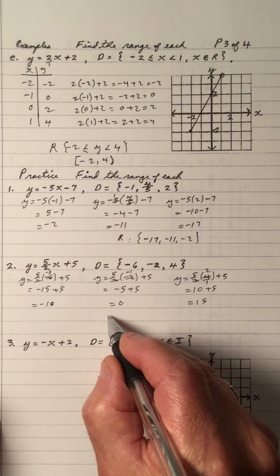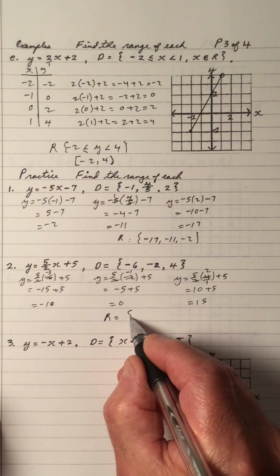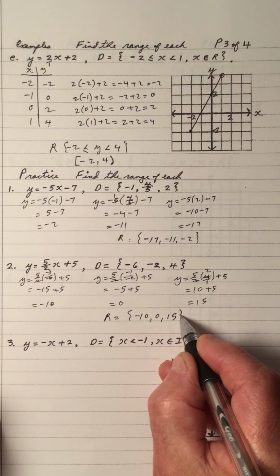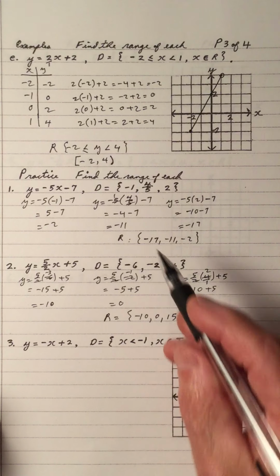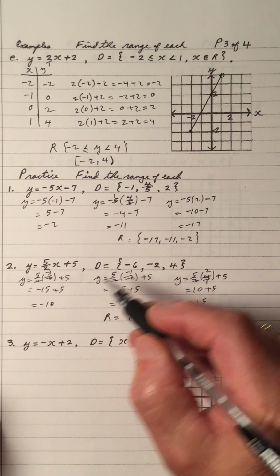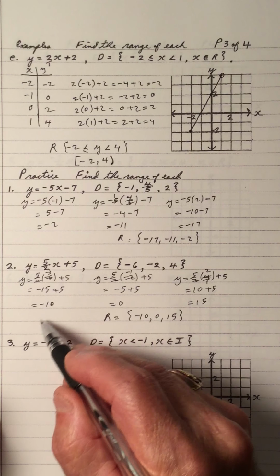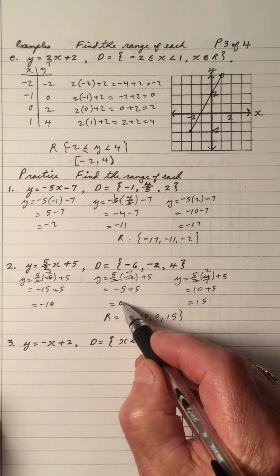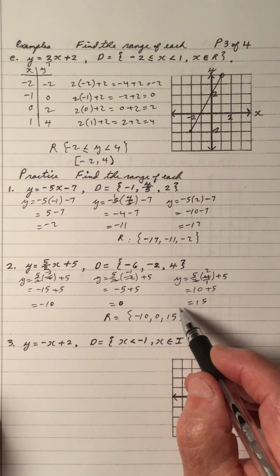2 into 4 goes 2. And the values of your range are negative 10, 0, 15. Again, to remind you that these are the range values, so negative 6 and negative 10 is the ordered pair. So that's the x and that's the y of a point. Negative 2 and 0 are the x and y coordinates of a point. 4 and 15 are the x and y coordinates of a point.